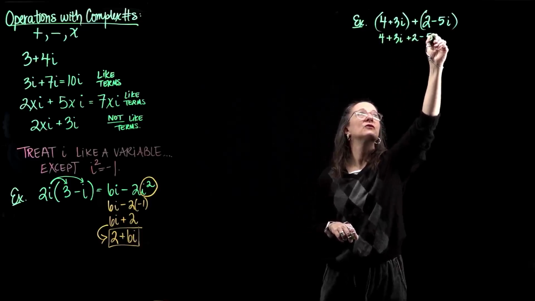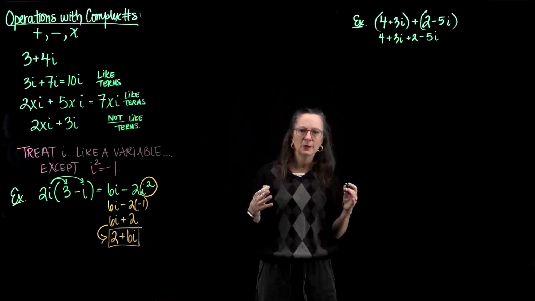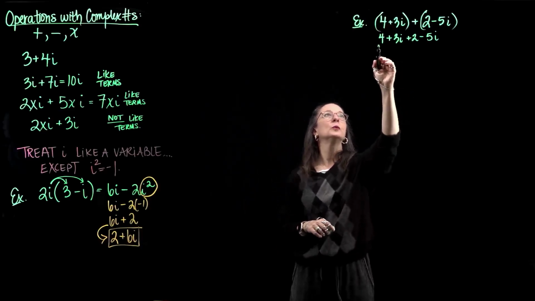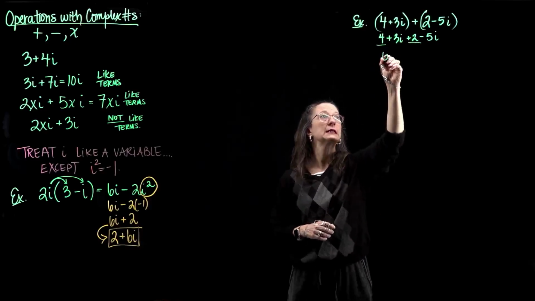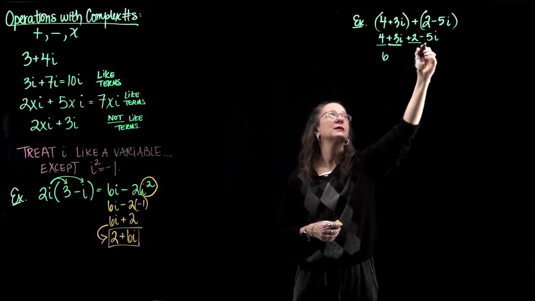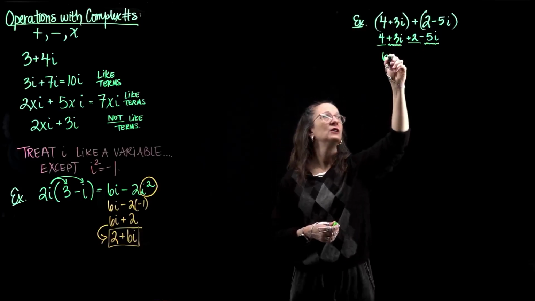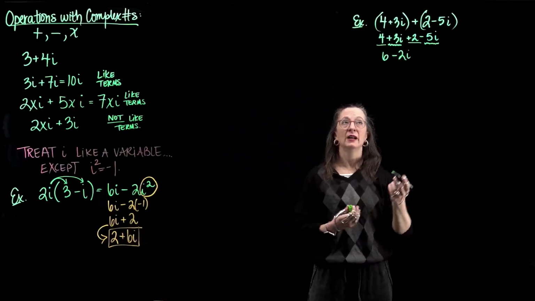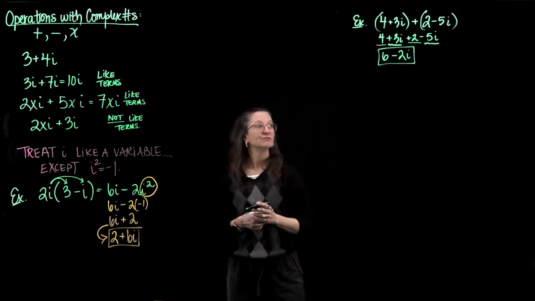2 minus 5i. And then thinking back to simplifying in like terms with variables, we're going to group our number part together, the 4 and the 2, to get 6. And then we will group our i parts together, 3i minus 5i, to get negative 2i. And our final answer would be 6 minus 2i.